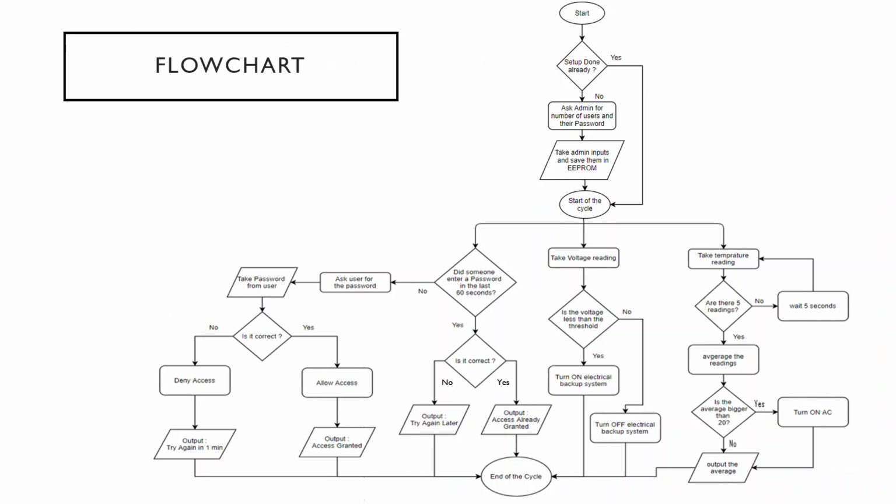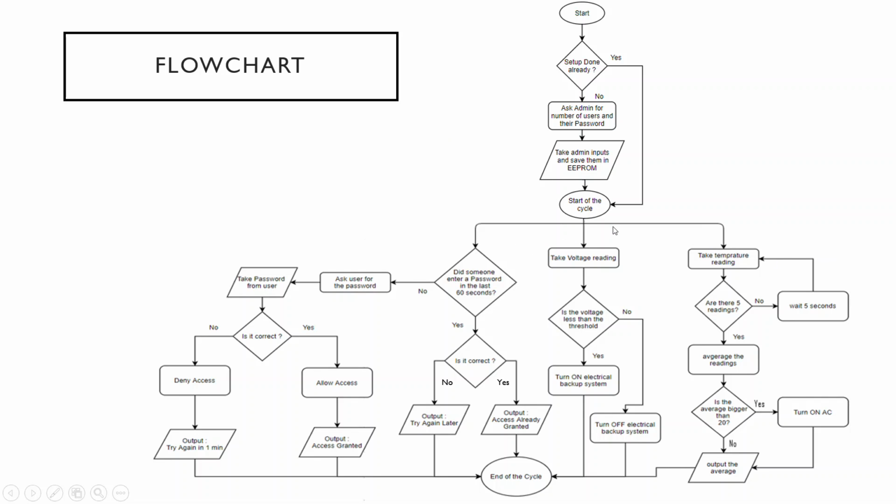In the flowchart, we can see the common starting point, which is over here. When we boot up the system for the first time, we are going to check if the setup function has been done. If it has been done, we are simply going to skip to the start of the cycle, otherwise we're going to store the number of users and passwords in the EEPROM.